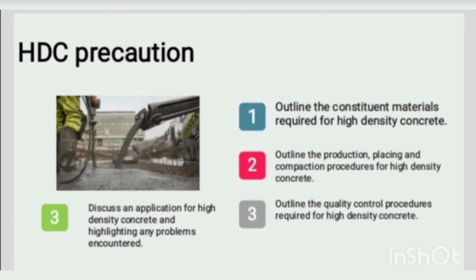Using the high density concrete, we have some precautions. For constituent materials, we need proper mixing of the materials. Also production, placing and compacting of high density concrete is very sensitive. Due to heavyweight aggregates, there is a high chance of bleeding and segregation. That's why we need high quality control. Also we should highlight if we have any problem with mixing, placing or production. If we face any problem, we should highlight it immediately, otherwise it can cause wastage of materials.